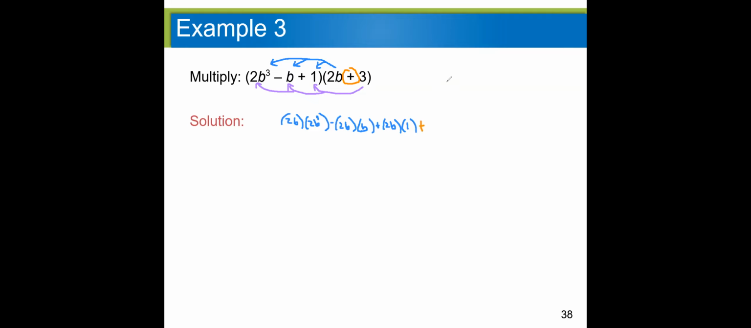Plus, distribute now the 3. 3 times 2b cubed, minus 3 times b, plus 3 times 1. 3. I've distributed both. I have my plus in the middle there. Now I can solve this, clump my like terms, find my solution, right?